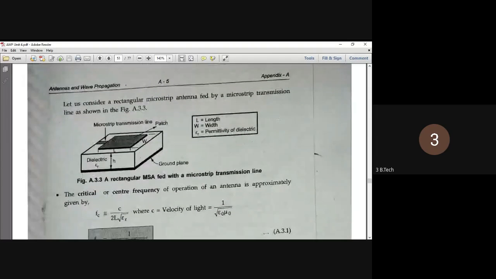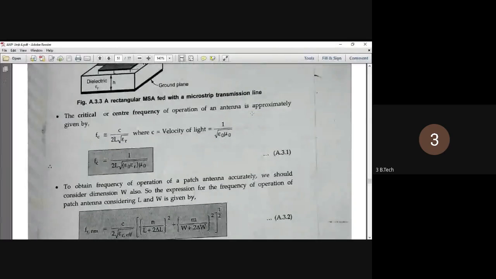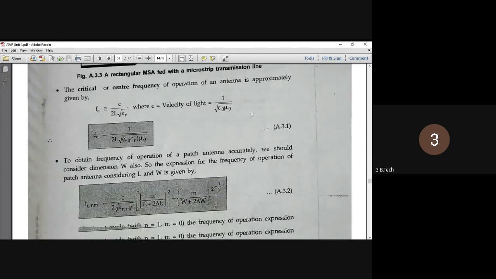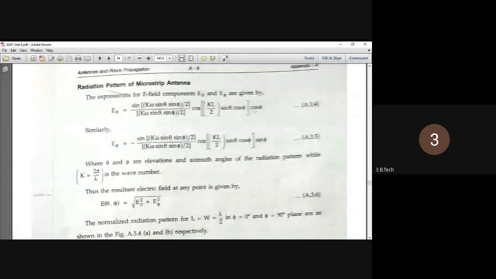Here you can see the parameters calculated for the microstrip patch antenna: length, width and permittivity of the dielectric. The center frequency of operation formula is C by 2L root epsilon r, where C is the velocity of light and epsilon r is the dielectric constant. These are the design equations of the microstrip patch antenna. And coming to the radiation patterns, which we obtain from the electric field components, they are bidirectional.